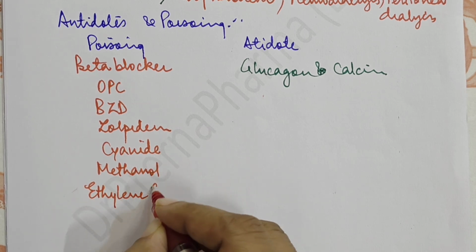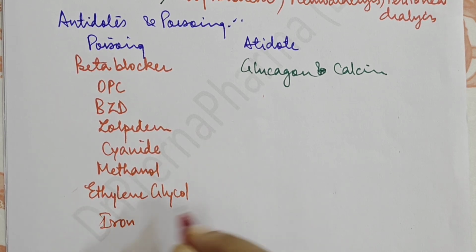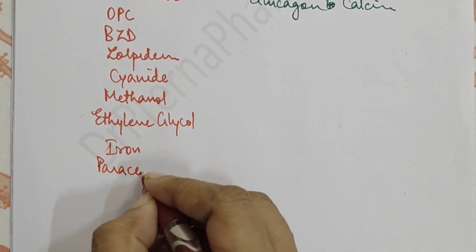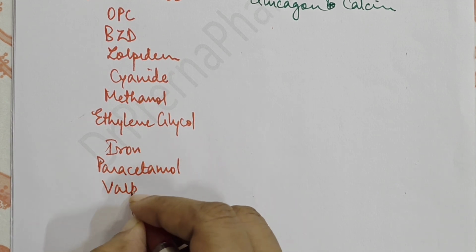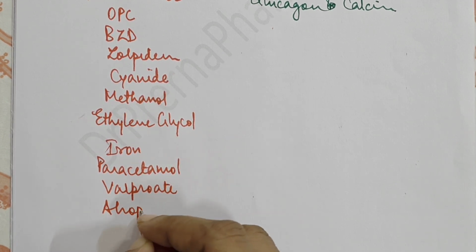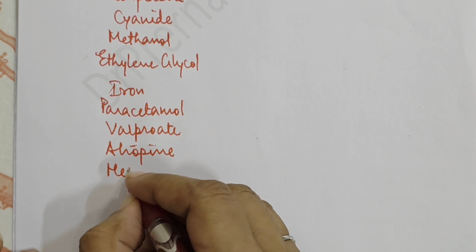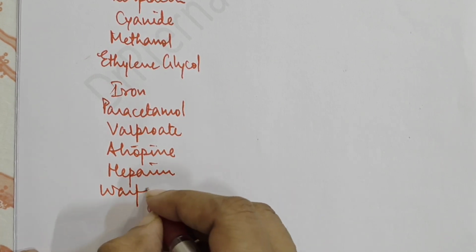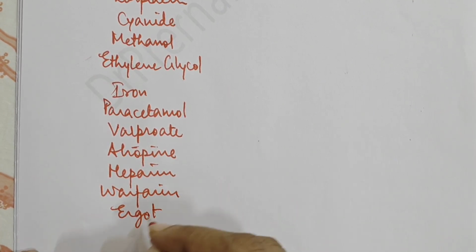Methanol, ethylene glycol, iron, paracetamol, valproate, atropine, heparin, warfarin, ergot, carbon monoxide. Okay, so these are some of the poisonings that I've written.